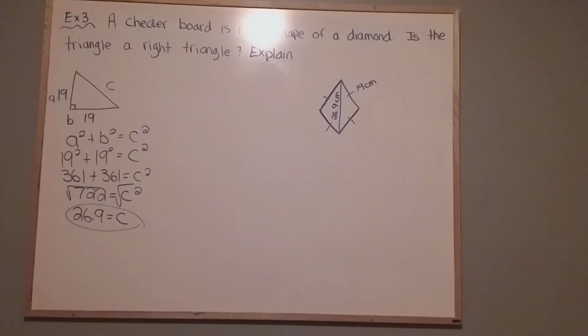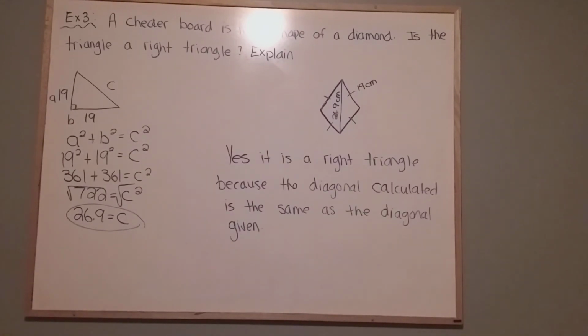They gave us the diagonal as 26.9. So we can summarize this question as, yes, it is a right triangle because the diagonal calculated is the same as the diagonal given.